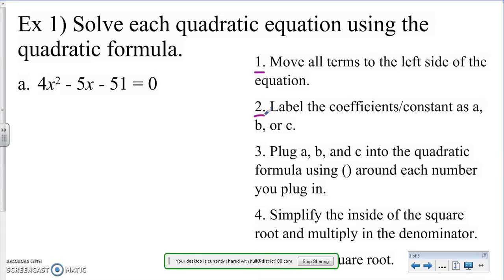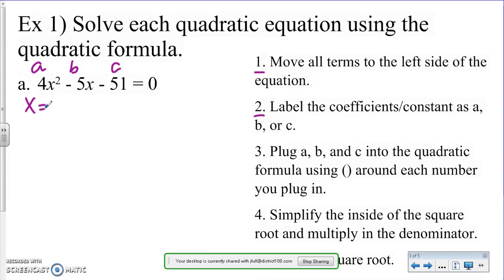So step 2 says label the coefficients and constant as a, b, and c. So a is going to be 4, b is that negative 5, and c is going to be that negative 51. So for step 3, we're going to take those 3 numbers that we just labeled and plug them into the quadratic formula, making sure we put parentheses around each number when we plug it in.